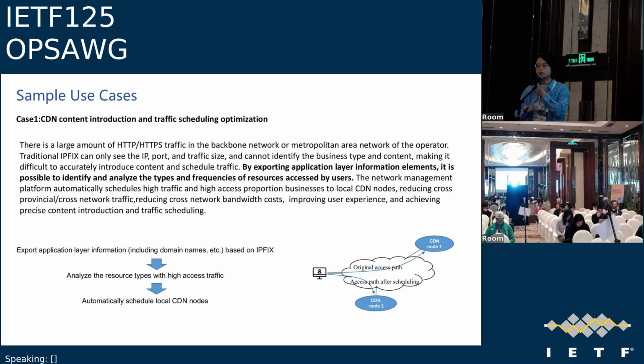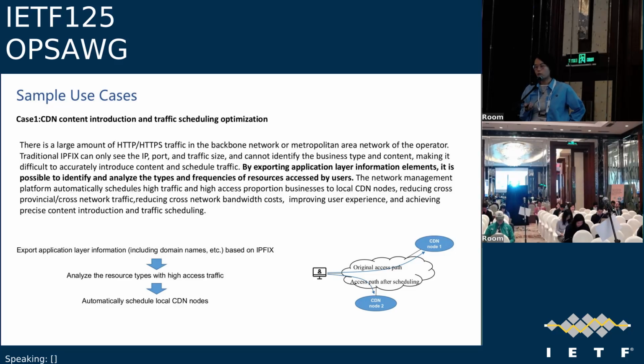The first is CDN content introduction and traffic scheduling optimization. There is a large amount of HTTP or HTTPS traffic in the backbone network. But now the traditional IPFIX can only see the IP, port, and the traffic size, and cannot identify the business type and the content.